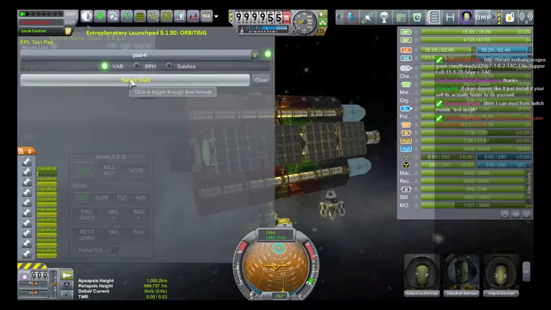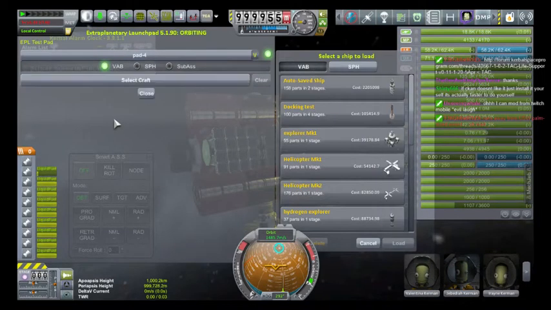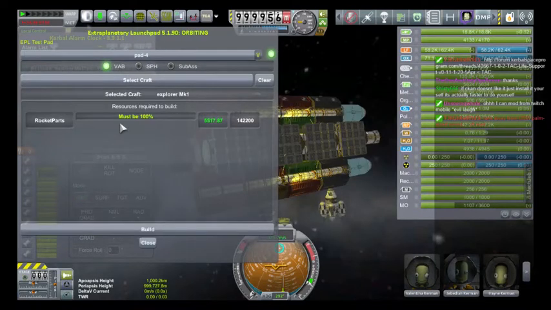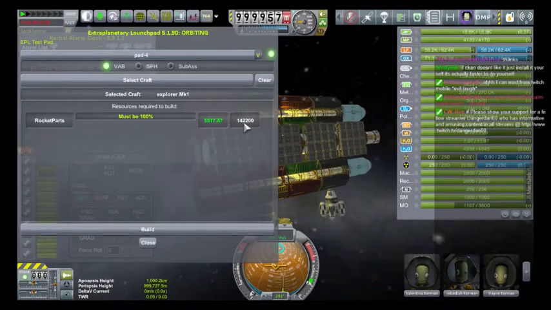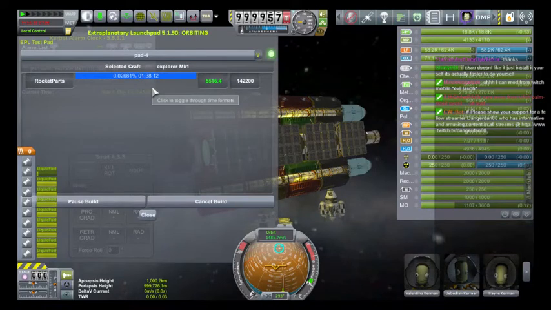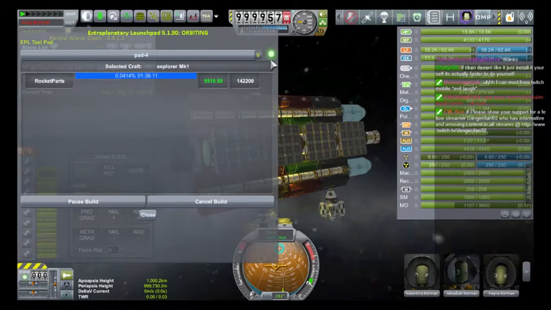So in here, and then click on select craft, and our crafts come up here. So in this particular one, I'm creating explorers. Tells you how much resources, which is rocket parts, it's going to use. Tells you what your current storage is. Whack build, and that tells you the time to build it. And away it goes. Runs in the background while you're not focused on it, which is wonderful.